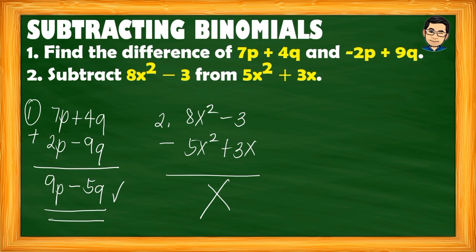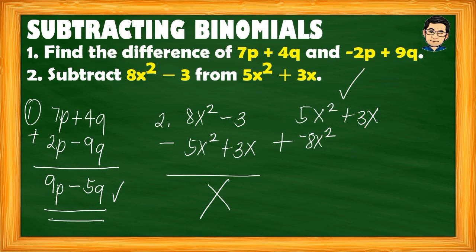Ibig sabihin, yung 8x squared minus 3 ang ibabawas natin sa 5x squared plus 3x. Okay. So, ibig sabihin, ang magiging minuend natin dito is 5x squared plus 3x. So, ito po yung tamang way. And then, 8x squared minus 3 ang magiging subtrahend. So, papalitan na po natin yung sign para mas mabilis. So, 8x squared will become negative 8x squared. And then, negative 3 will become positive 3.